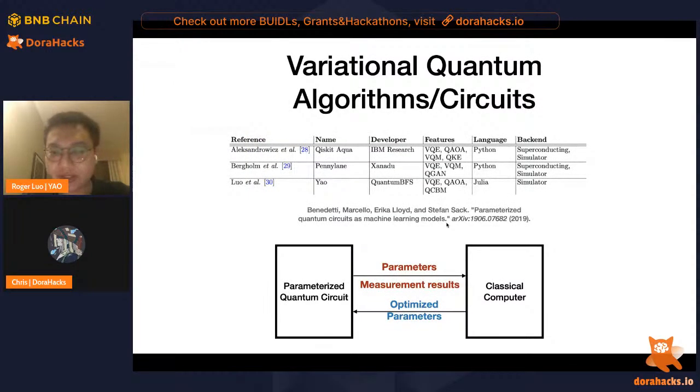So we developed this software framework called Yao back in 2018 that aims to facilitate this type of research. In this review paper from 2019, three frameworks were released that support this type of application, which is called variational quantum algorithms. To give you some background, what is a variational quantum algorithm?